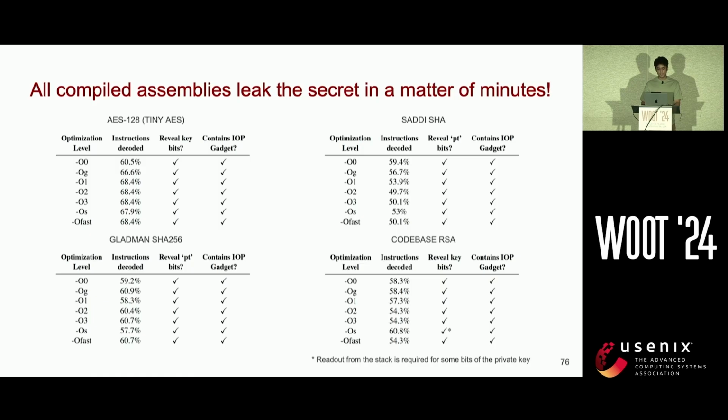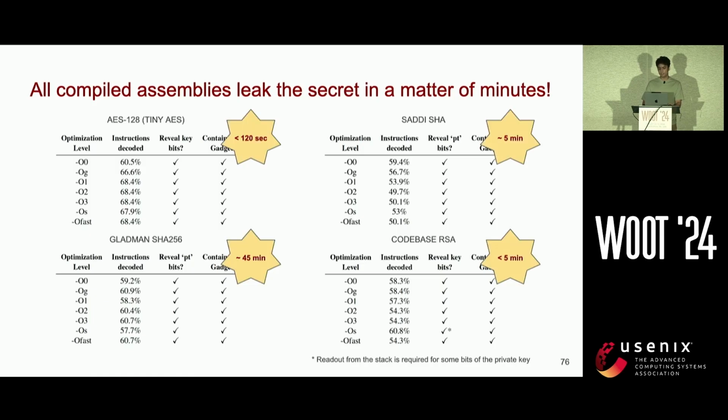The entire end-to-end attack to exfiltrate the IP encapsulated secret takes as little as less than 120 seconds for the tiny ES to a maximum of approximately 45 minutes for Gladman SHA 256, due to differences in the number of dumps and reverse engineering effort required, which is fully automated, by the way. And we could have also used different serial communication for this, because we used UART at a baud rate of 9600, so you can also bump the speed up that way.